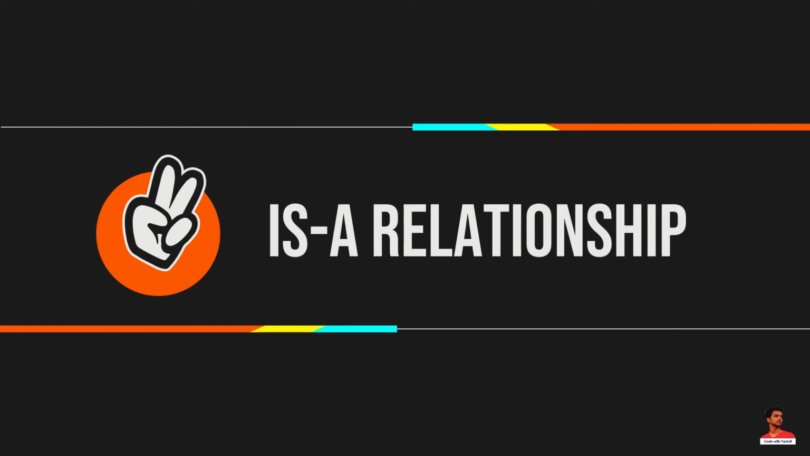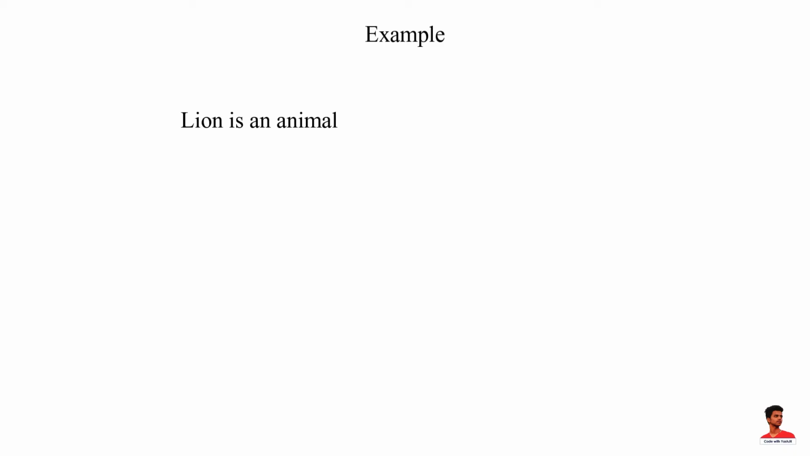In Java, inheritance is an is-a relationship. That is, we use inheritance only if there exists an is-a relationship between two classes. For example, lion is an animal, bike is a vehicle, apple is a fruit. Here bike can inherit from vehicle, apple can inherit from fruit, and so on.